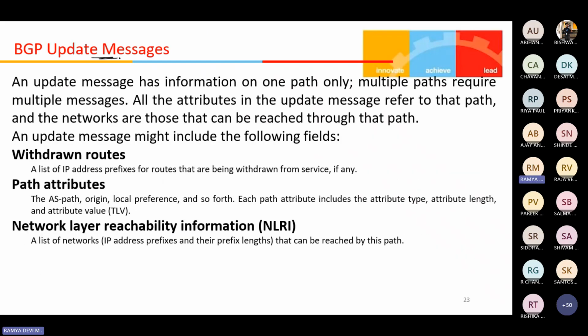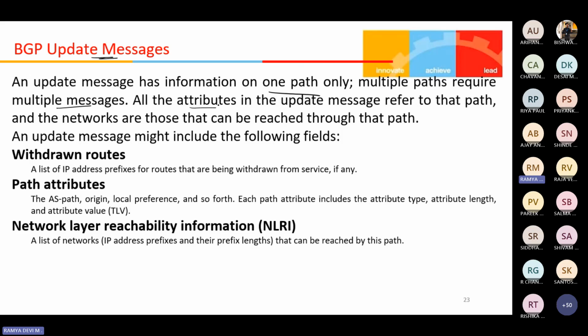Now we'll see the update message. The update message is used to advertise new routes, right? And it is not sent periodically. If there are any changes, only then the update message will be sent. One message will have only one path. So if multiple paths need to be advertised, multiple update messages are sent. One update message will have only one path.